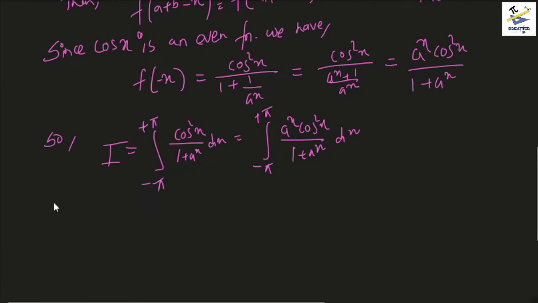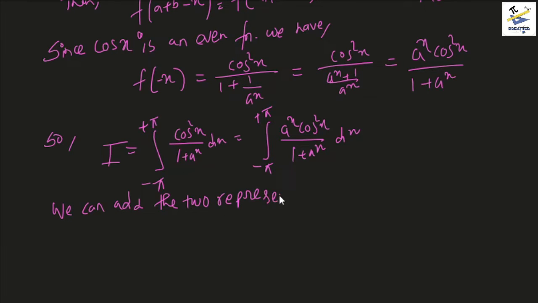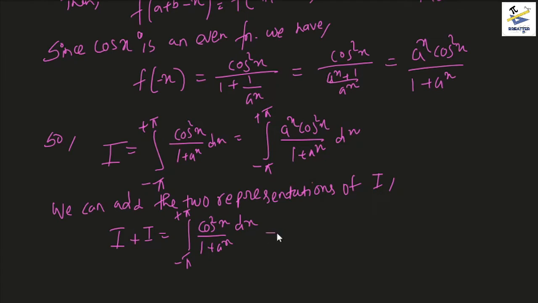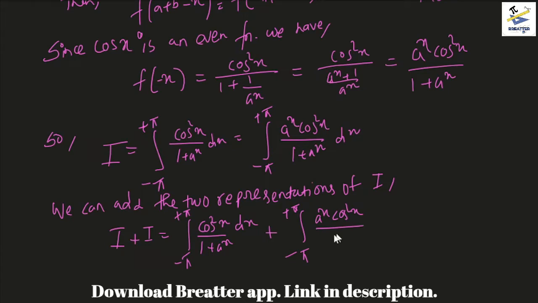What we can do is as follows: we can add these two representations of I. Then I plus I would be equal to the integral from minus pi to plus pi of cos square x dx by 1 plus a to the power x, plus the integral from minus pi to plus pi of a to the power x cos square x by 1 plus a to the power x dx.